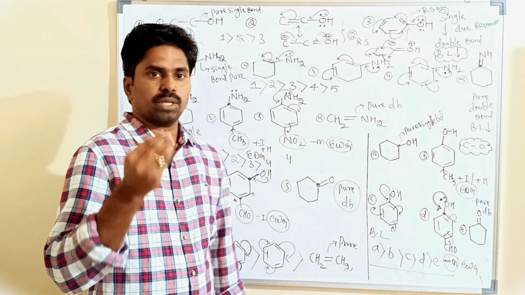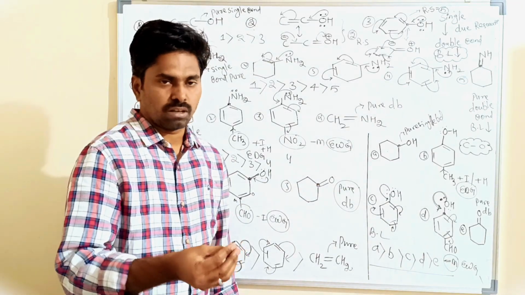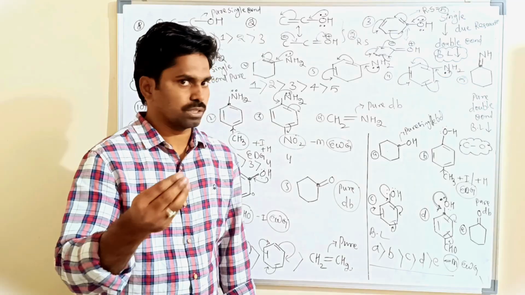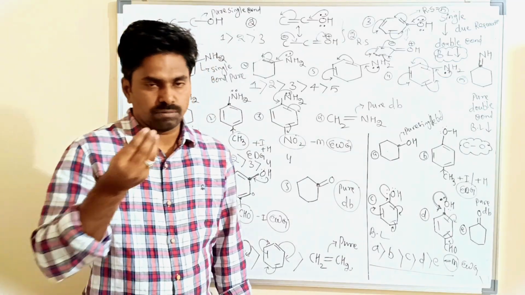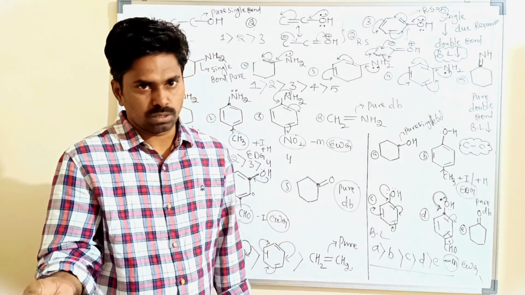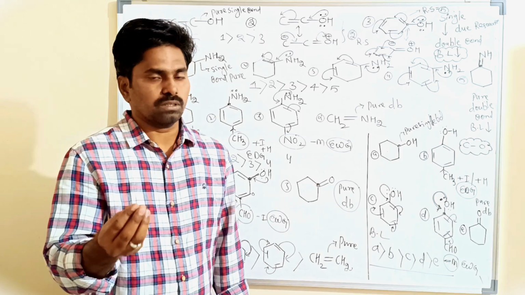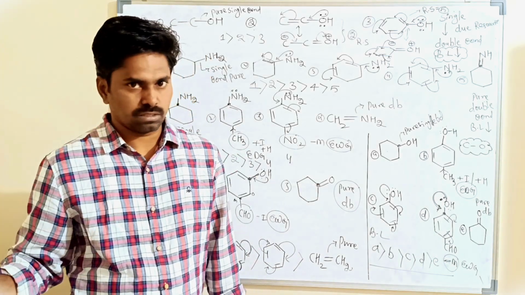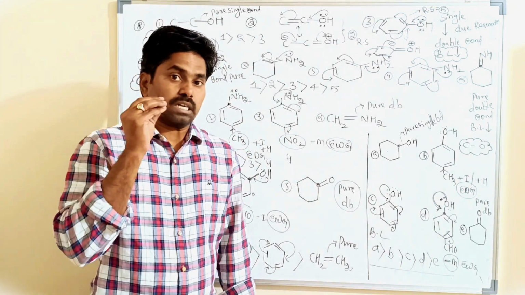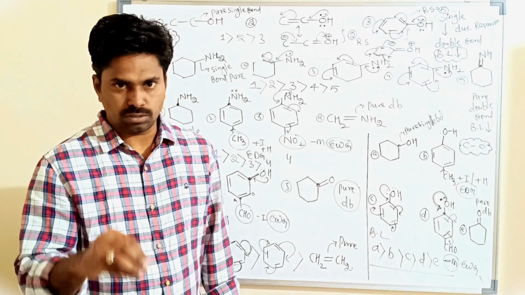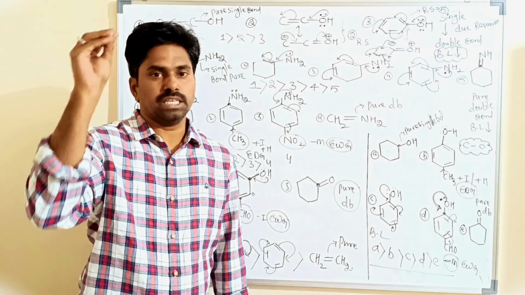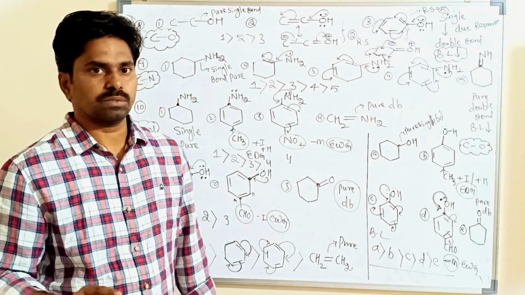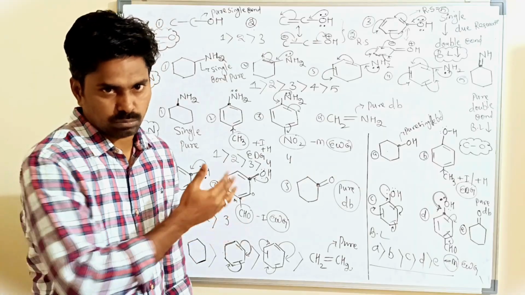So by resonance, maybe a double bond becomes a single bond, or a single bond becomes a double bond. So there is a first case: if a single bond becomes a double bond, the bond length decreases. If a double bond becomes a single bond by resonance, the bond length increases. So keep these concepts in mind. I will give some more examples in the next session.